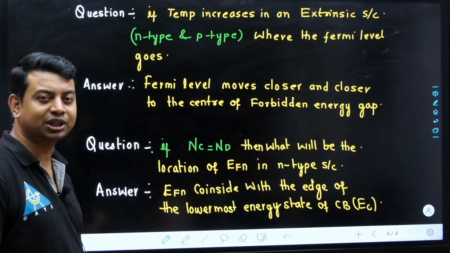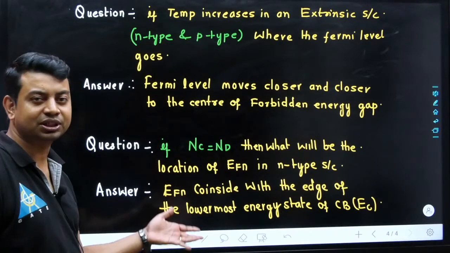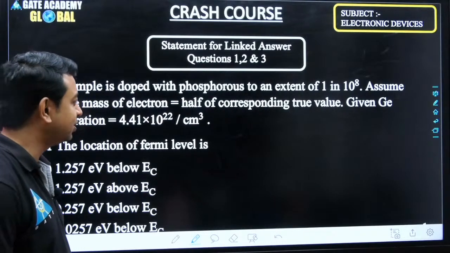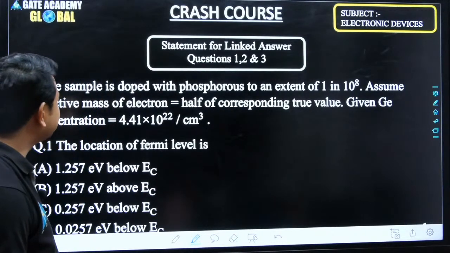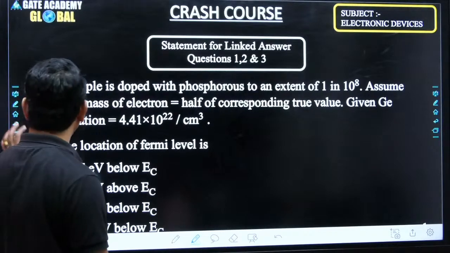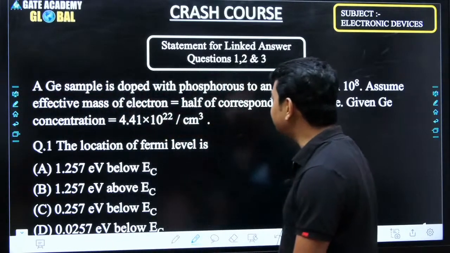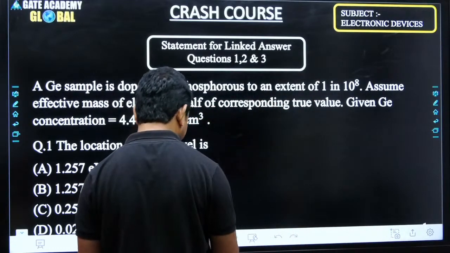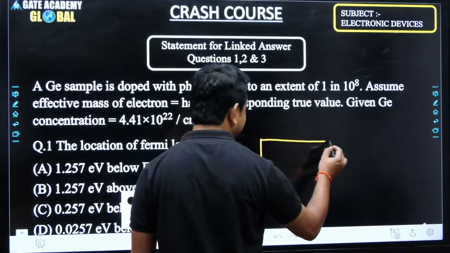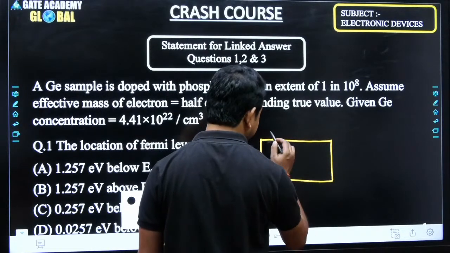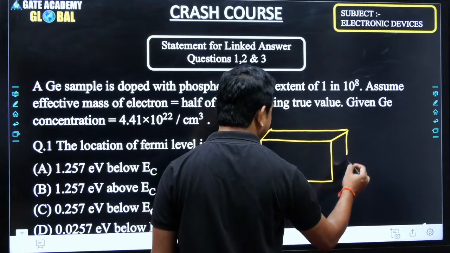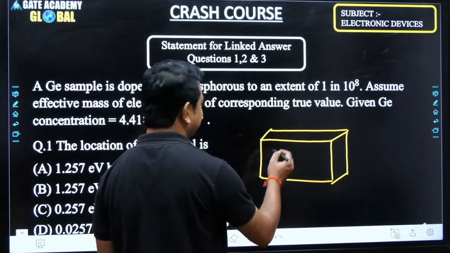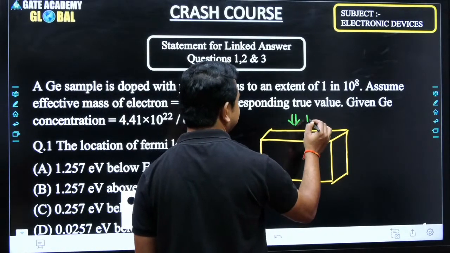So in this way we make questions. Wherever we have confusion, we can make questions, and based on those questions we can answer the question properly. So we have a numerical problem right now, and based on it we are going to see what the given data is. First of all, we have seen that a germanium sample is doped with phosphorus. So suppose I have a germanium sample, like a box. This is a three-dimensional view of the germanium sample, and this is doped with phosphorus. When we are talking about phosphorus, we are adding some phosphorus atoms.